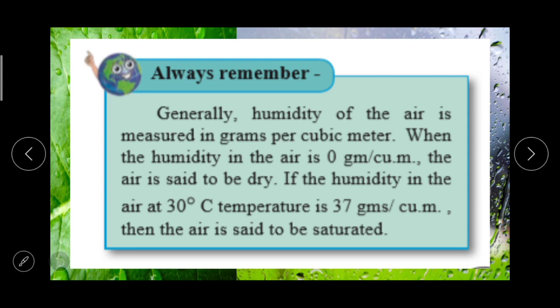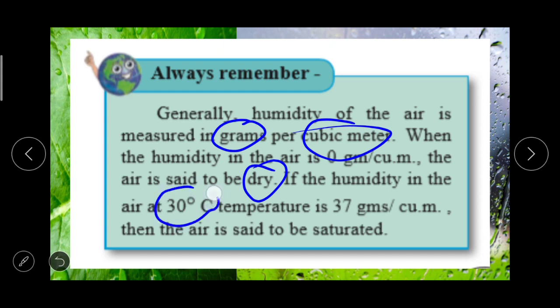Generally, humidity of the air is measured in grams per cubic meter. When the humidity in the air is 0 grams per cubic meter, the air is said to be dry. When it is 0, the air is dry. If the humidity in the air at 30 degrees Celsius temperature is 37 grams per cubic meter, then the air is said to be saturated.